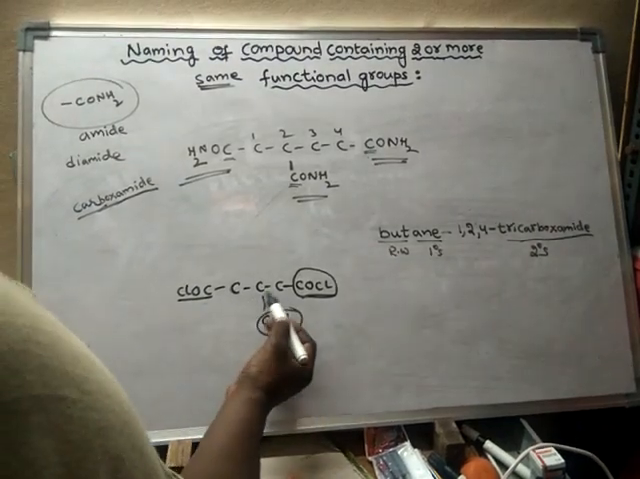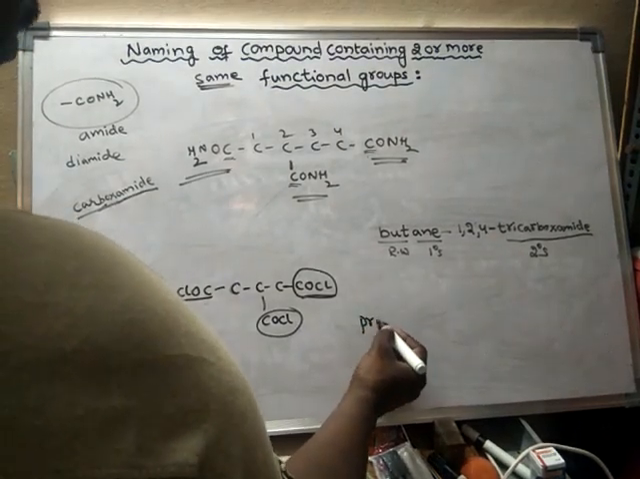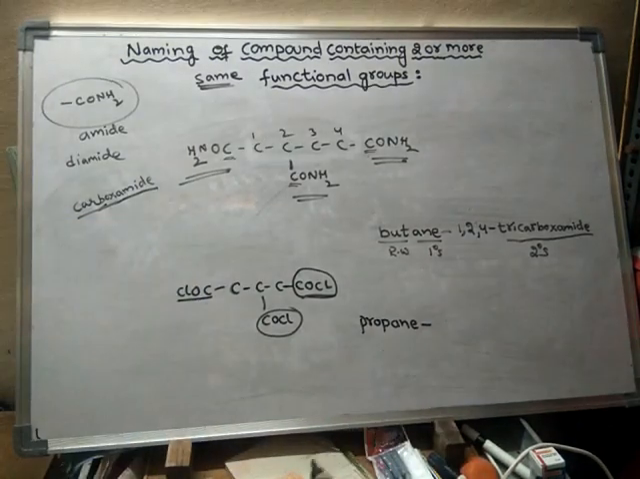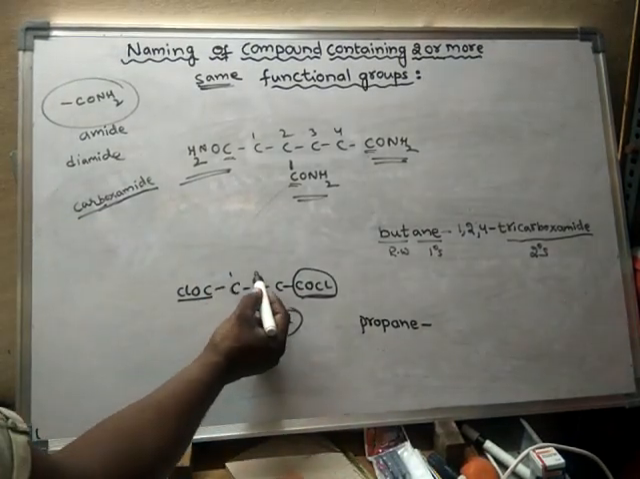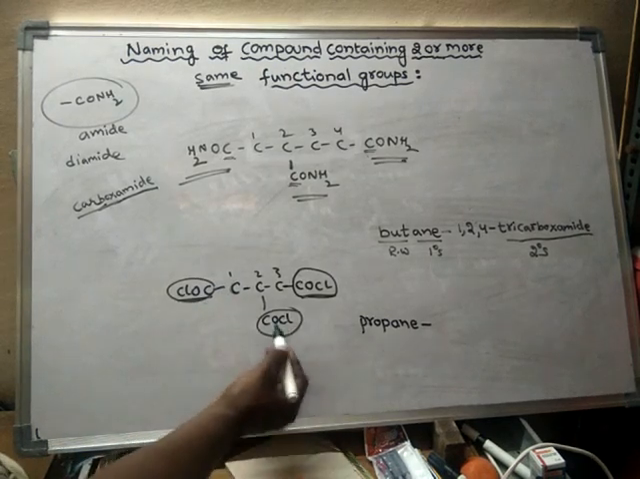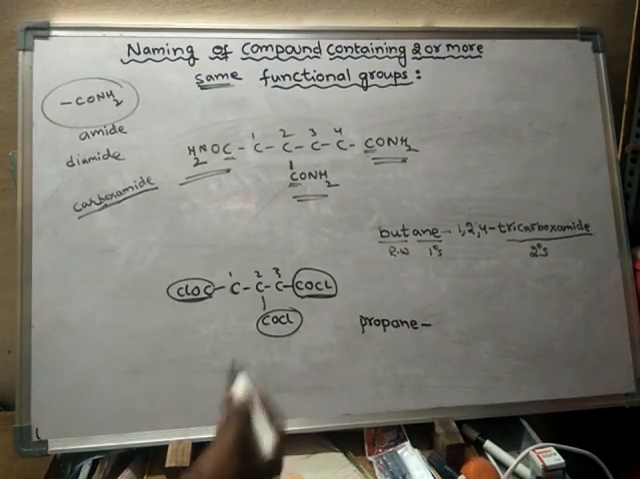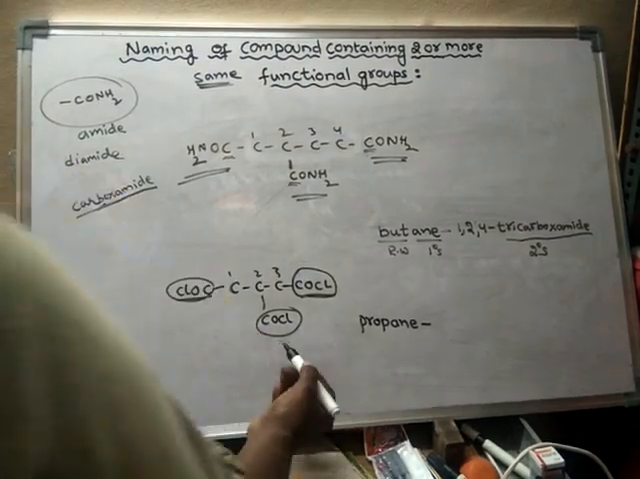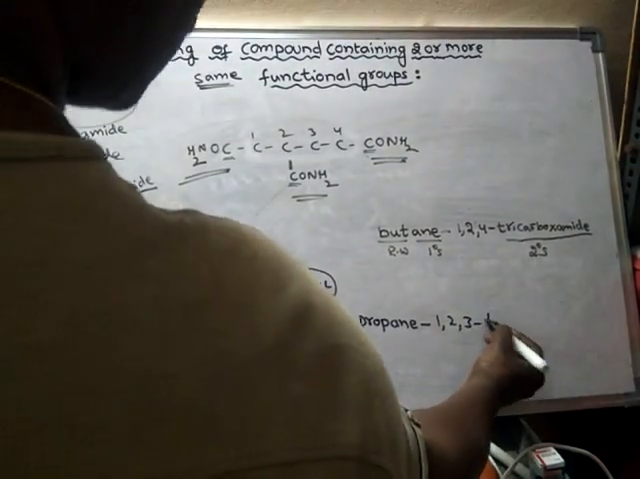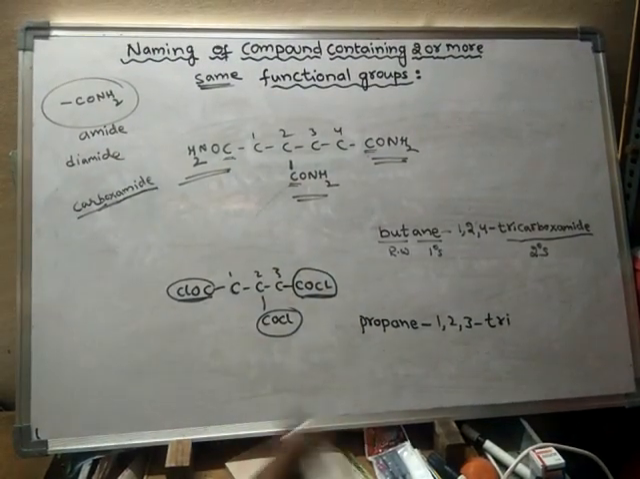So here only a 3 carbon parent chain is present, hence propane. Propane 1, 2, 3. On first carbon, second carbon, and third carbon the same carbonyl chloride groups are present. As there are 3, we have to use tricarbonyl chloride.